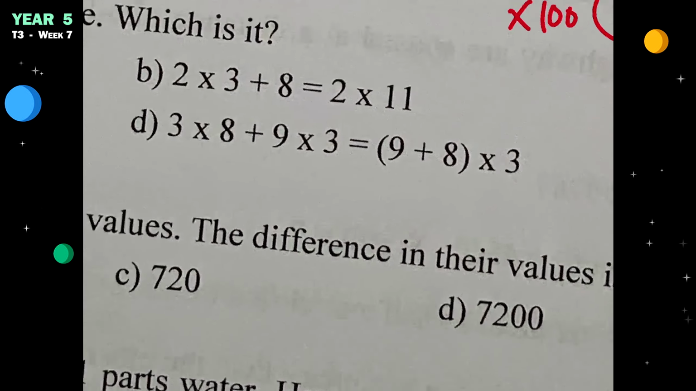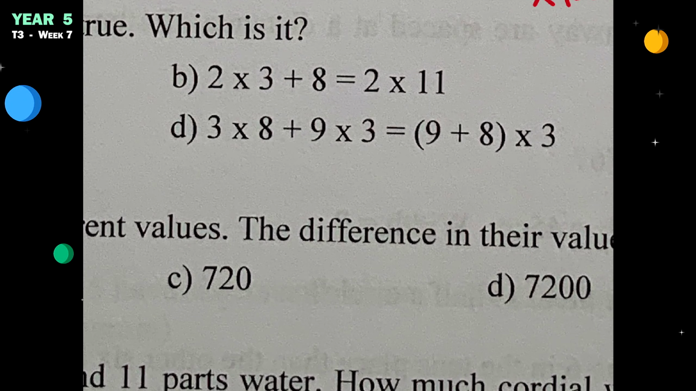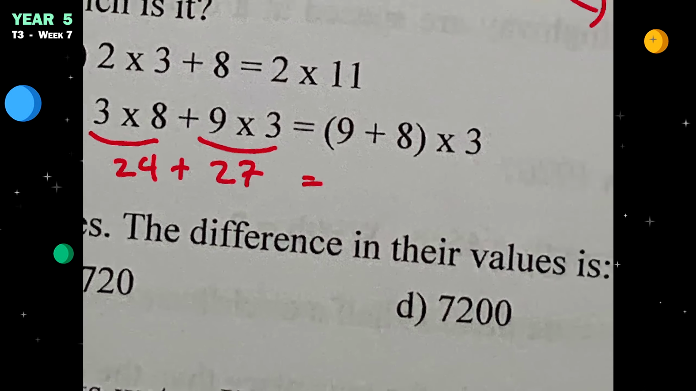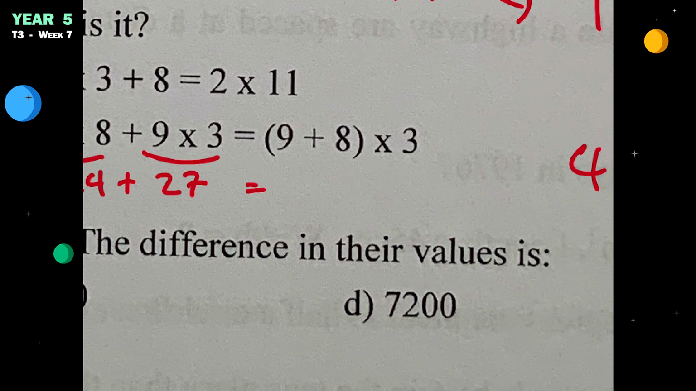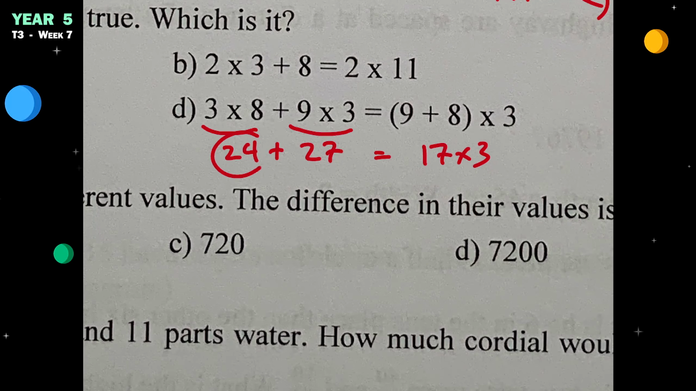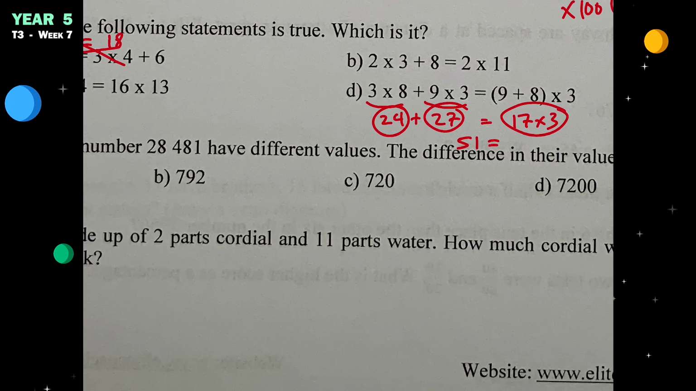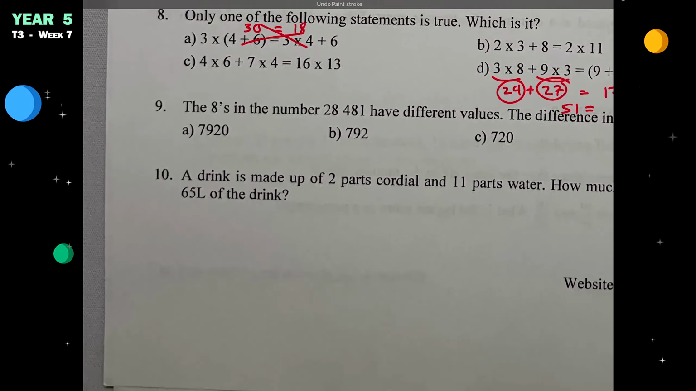I might try D this time. 3 times, so BODMAS says I go do these first. 3 times 8 is 24. 24 plus 27 equals 9 plus 8, 9 plus 8 is 17 times 3. Okay, so 24 plus 27 is equal to 51. Is 51 the same as 3 times 17? You work it out. If that doesn't work, try B or try C. Try and see which one works. You can figure that out.